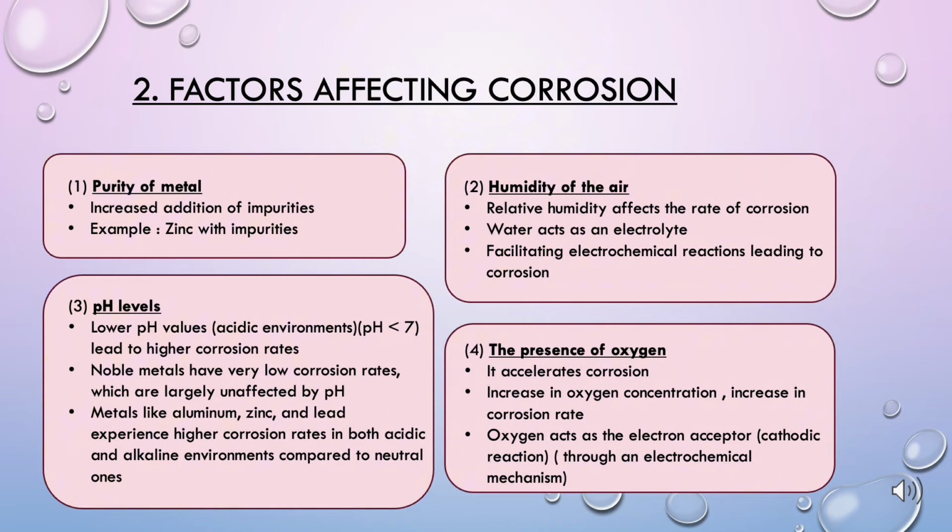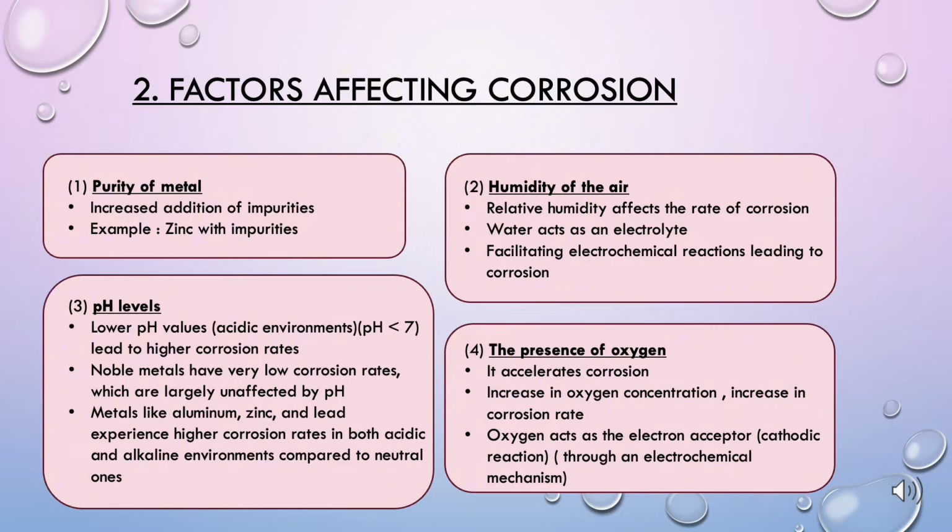Firstly, corrosion rates typically rise with the increased addition of impurities, as these impurities create small electrochemical cells where the anodic part undergoes corrosion. For instance, zinc with impurities such as iron or lead experiences a faster rate of corrosion.